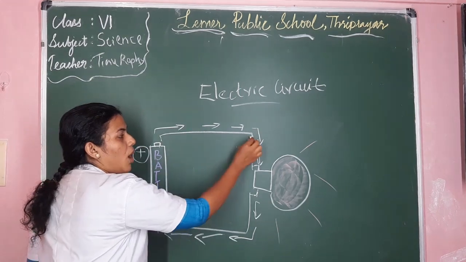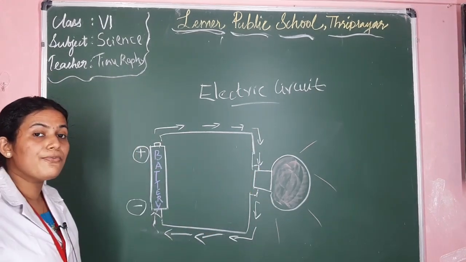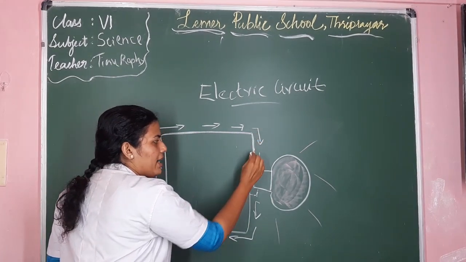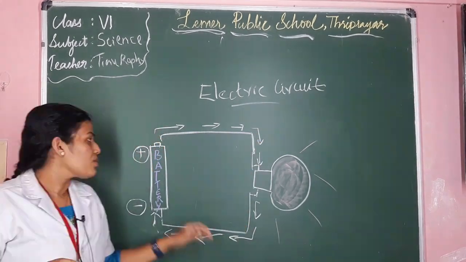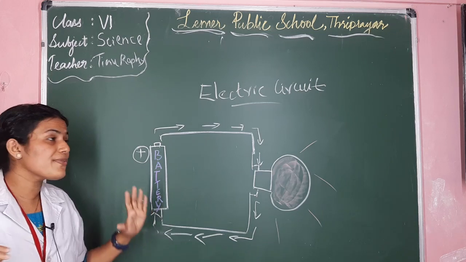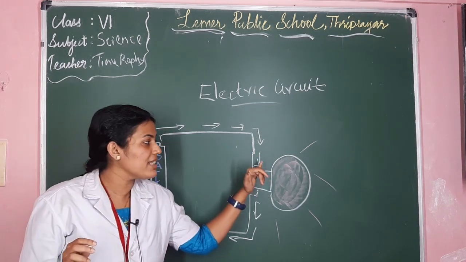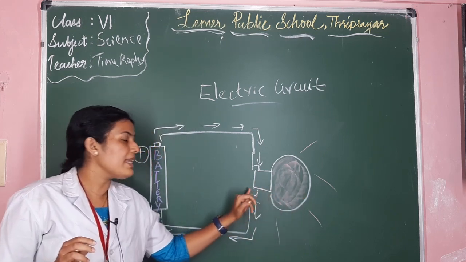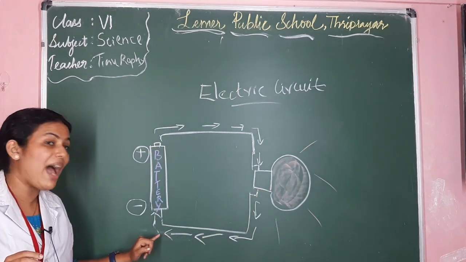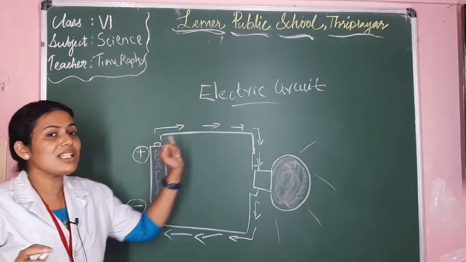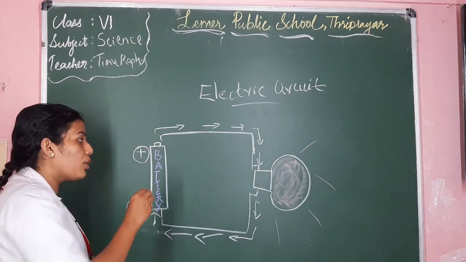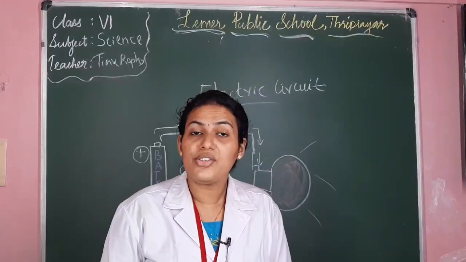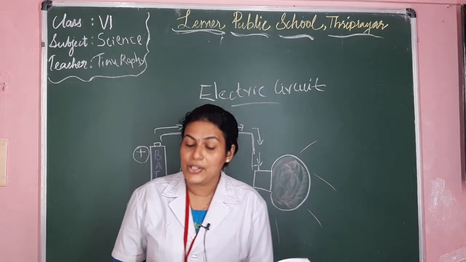So here, through what region does the electricity flow? Yes, here the wires are indicated, okay? So the electricity flows from the battery through the wires and it reaches the bulb. The bulb glows and later the electricity is passed back to the battery through the wires. So this circuit is what we call a closed circuit. Closed circuit.